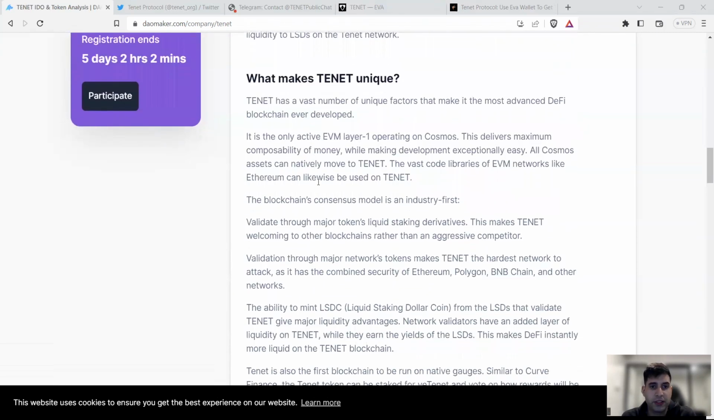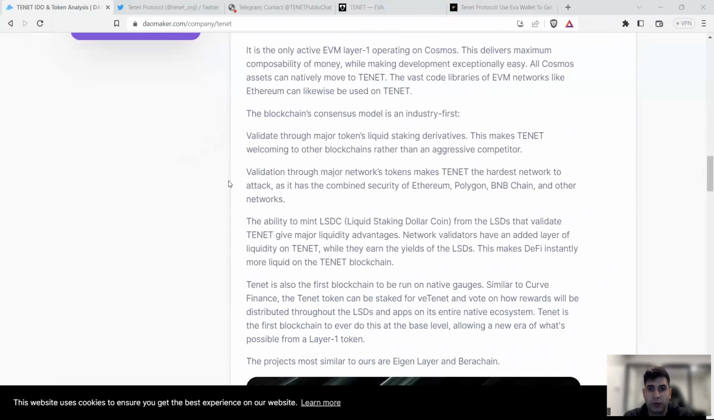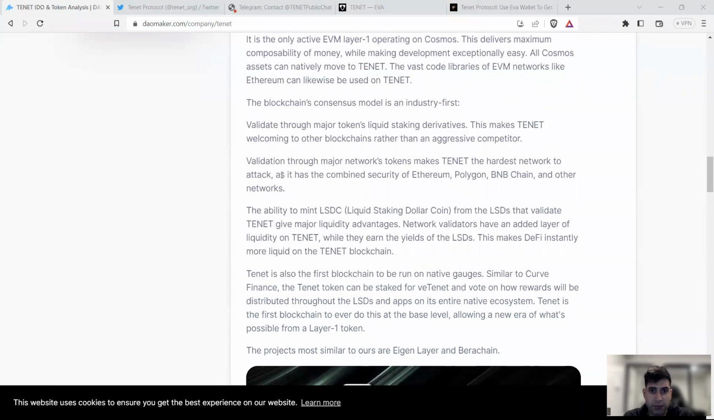What makes it very different and unique is the vast number of features that they have. It's going to be one of the most advanced DeFi blockchains developed. It's going to be operating on Cosmos as an EVM layer one, so it's going to be the composability of money, as you know Cosmos is famous for. But it also has the EVM network library of Ethereum, so it could move around different chains that are EVM backed, which are the majority of blockchain projects. And the consensus model is an industry-first model to validate through the major tokens' liquid staking, which is more popular in the industry.